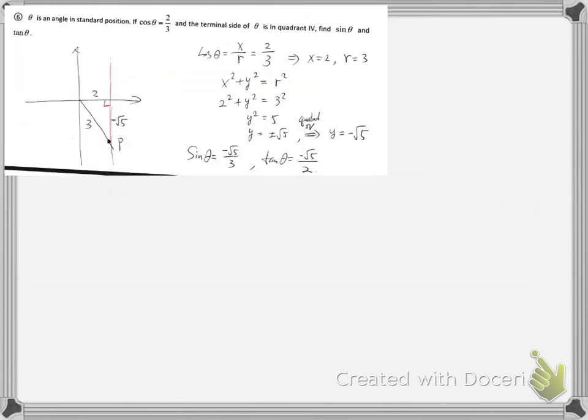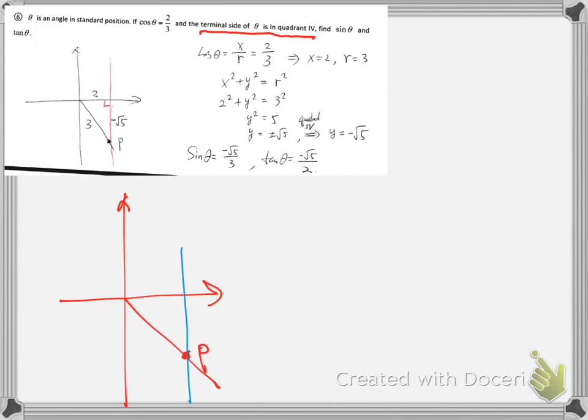Next one. It's similar. When you read this question, we know the cosine of the angle is 2 over 3, and the terminal side is in quadrant 4. We have 4 quadrants. Quadrant 4 is here, the last one. So the terminal side is here. Draw a vertical line to make a right triangle. Always a vertical line.